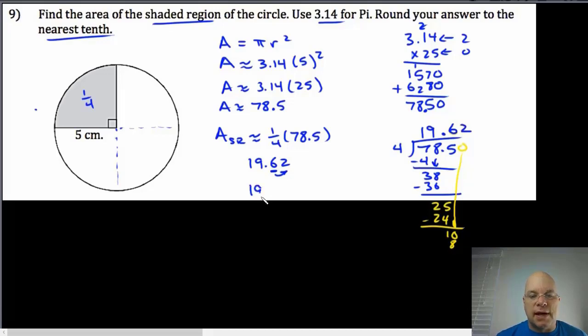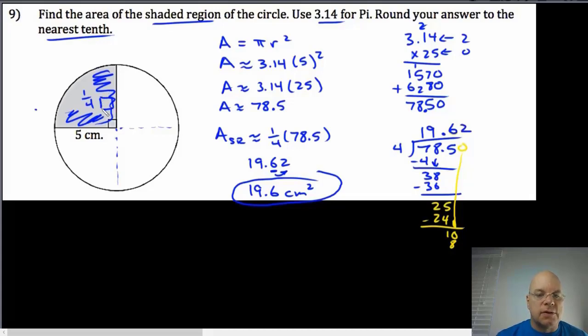So 19 and 6/10. The units would be centimeters squared, because remember, area is two-dimensional. Area means how much two-dimensional space is being taken up by this sector. How many squares could I fit inside? So we could fit approximately 19 and 6/10 square centimeters inside that region.